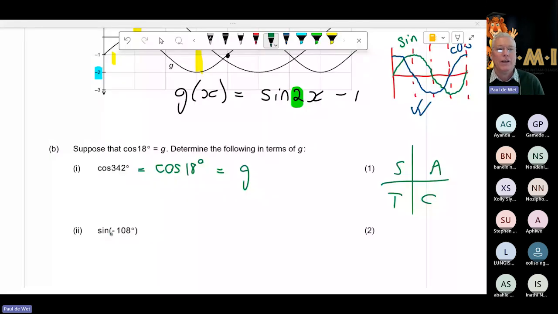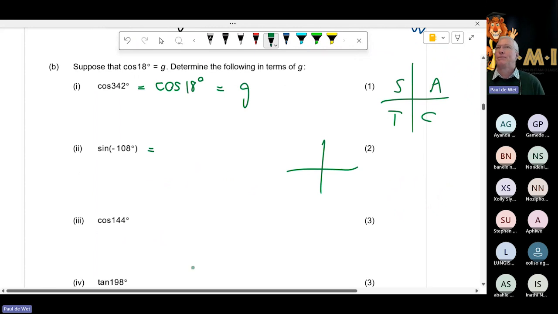I'm looking for answers now for the sine of minus 108 degrees. Who can tell me where are we at minus 108 degrees? Which quadrant are we in at minus 108 degrees? It's not in quadrant 4. Guys, because it's minus, we're going this way. It's in quadrant 3.